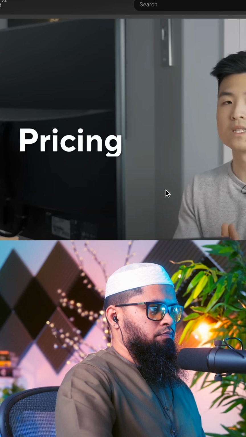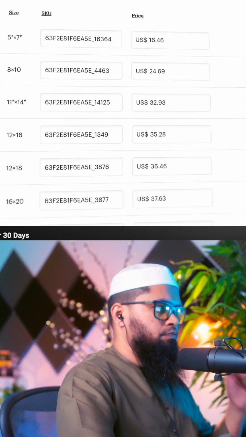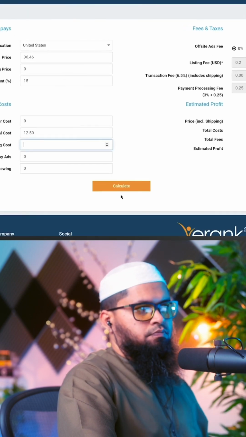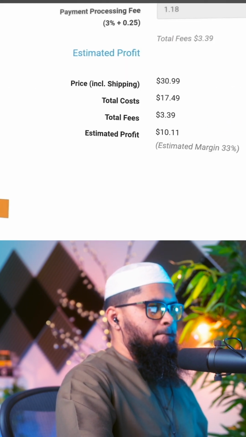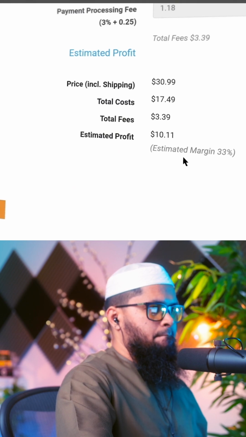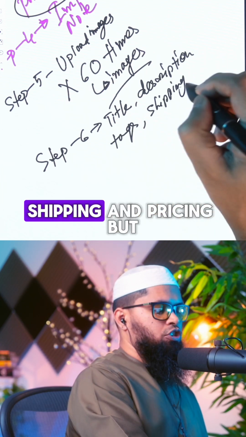Speaking of which, pricing. It is the last important element. As I'm offering my prints in a range of sizes, I've priced each size differently. I fiddled around with the eRank profit calculator, taking into account all my costs to give me prices with a profit margin of around 30 to 45%. The exception is with the smallest size I offer, 5 by 7 inches. Title, description, tags, shipping, and pricing.